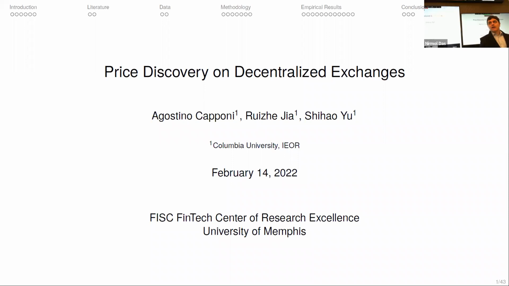Okay. And it's joint work with Rize Jha, who's a graduate student at Columbia, and Xia Huyu, who is a postdoc. And that's really a market microstructure study of decentralized exchange, not really of decentralized exchange, but more of how price discovery arises in decentralized exchange, and what is the relation between decentralized and centralized exchange in this process. So any feedback is very welcome.